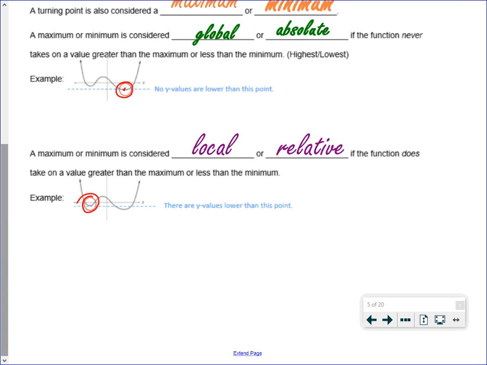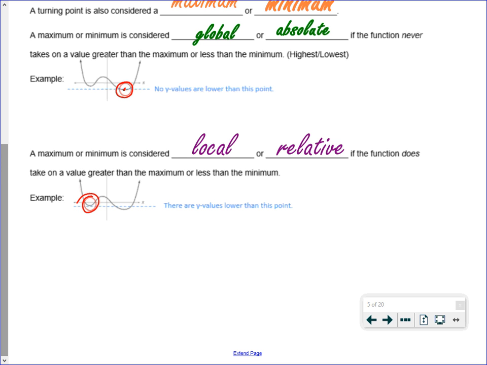So from there, I'll compare to the rest of the graph and see, are there any points on the graph that are lower than that point? In this case, we can see all these points underneath this dotted blue line are less than that turning point. So that's not the smallest point on the graph, so it cannot be a global minimum. So if it's not a global minimum, that means it has to be a local or relative minimum instead. And all global, absolute, local, and relative mins and maxes have to be turning points. Okay?